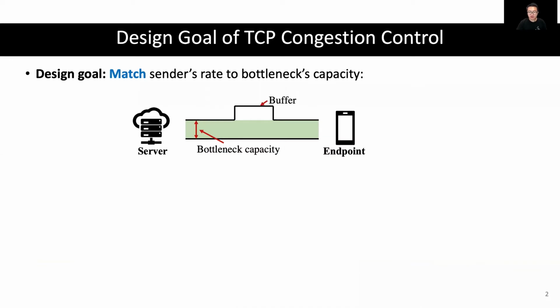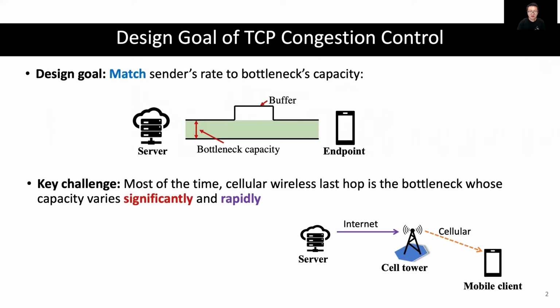This work is about congestion control. If we model the TCP connection as a pipe, then the size of the pipe is determined by the bottleneck capacity. The design goal of modern congestion control algorithms is to match the sending rate to the bottleneck capacity. This job becomes challenging in cellular networks. Most of the time, the cellular wireless last hop is the bottleneck, and its capacity varies significantly and rapidly.